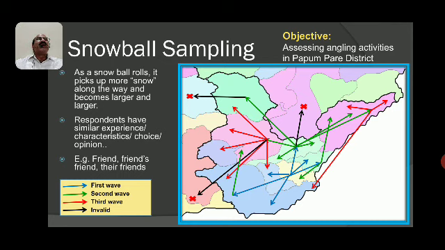And suppose your objective is assessing angling activities in Papumpare district. Suppose somebody is saying, yes, I know this person in the lower Subansiri. Will you go there to collect information? No, because that's an invalid reference. You will not go there to collect data, because that is beyond your geographical research area, geographical boundary.